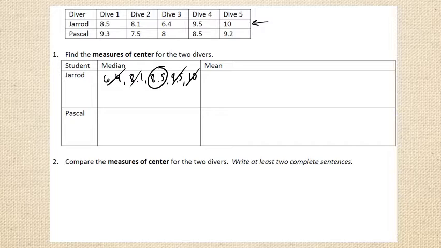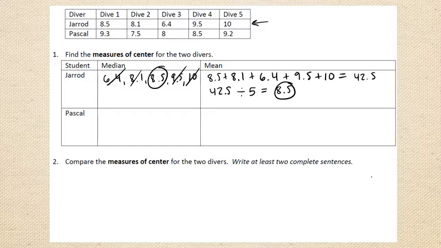The mean for Jared is what? Well, for the mean, I need to add up all the numbers. So 8.5 plus 8.1 plus 6.4 plus 9.5 plus 10. And at that point, I'll get a sum of 42.5. And then my next step for finding the mean is to divide by the number of numbers. So in this case, I'm going to divide by 5 because there were 5 dives. That gives me a mean of 8.5.